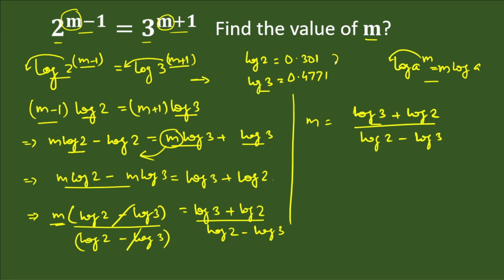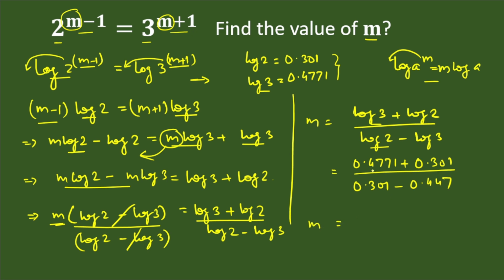Now we'll put the values of log 2 and log 3 in this expression. Then the value of m will be, the value of log 3 is 0.4771 plus the value of log 2, 0.301. Now in the denominator, the value of log 2 is 0.301 minus the value of log 3, 0.4771. This is the value of m.